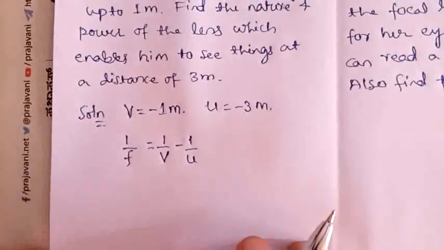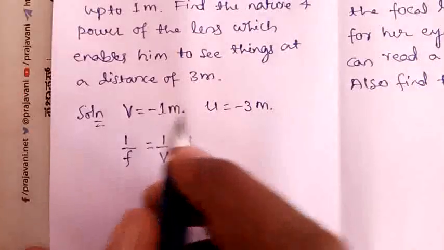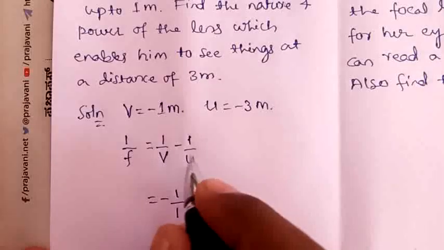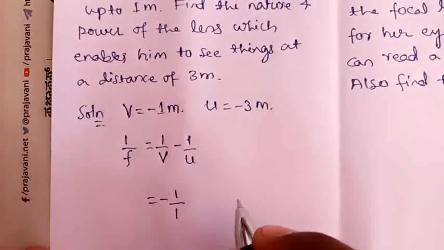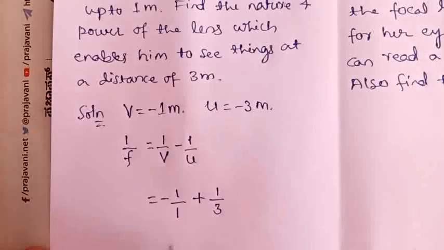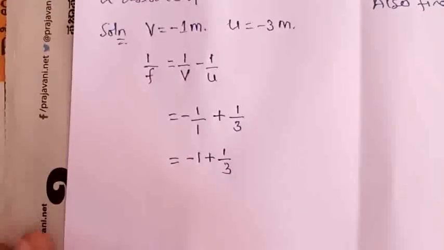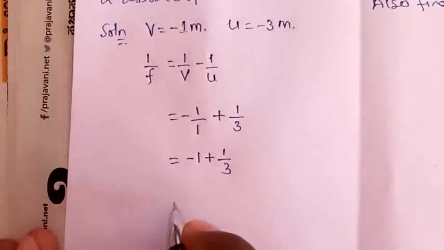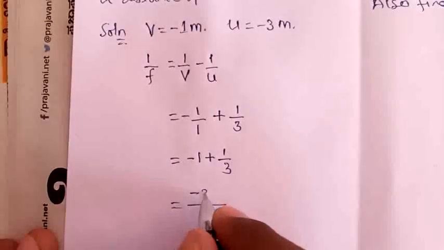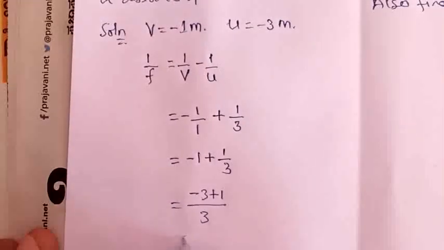Then, so what about v given? That is a minus 1 meter. That is minus of 1 by 1. Then next, what about u given? That is a minus 3 meter. Means minus of minus, that is plus, that is 1 by 3. Then it is a minus of 1 plus 1 by 3. Then taking LCM, what is LCM here? 3 is the LCM. So minus 3 plus 1, it is a minus 2 by 3.